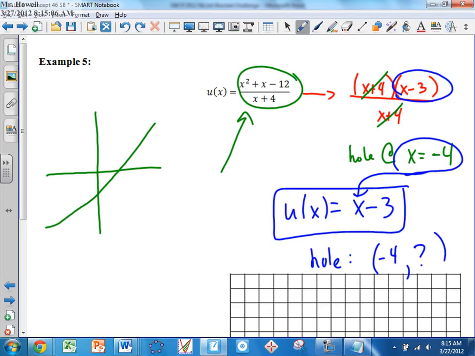Now here, the question is, what is the hole's location? Well, what happens when you plug in the negative 4 into the simplified? What do you get? Negative 7. How do you get that, Juliet, real quick? Because you plug in negative 4 into the x. Negative 4 minus 3 is negative 7.